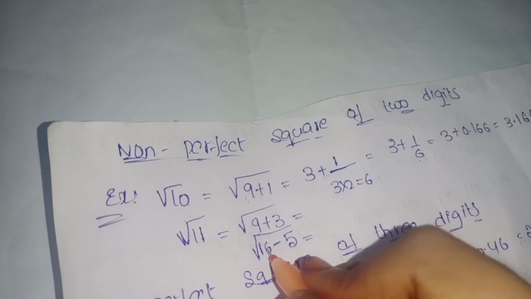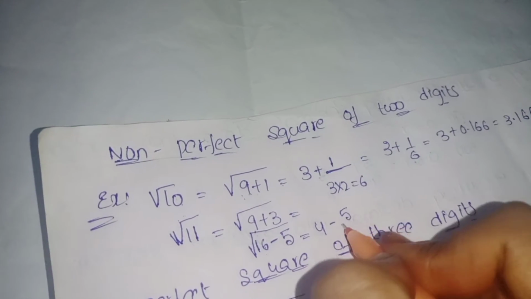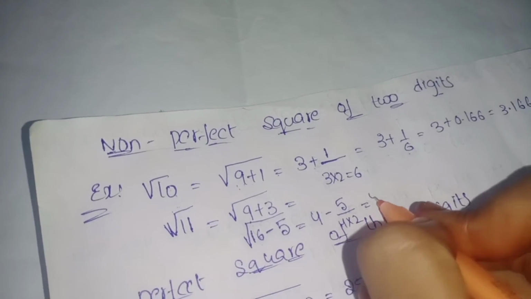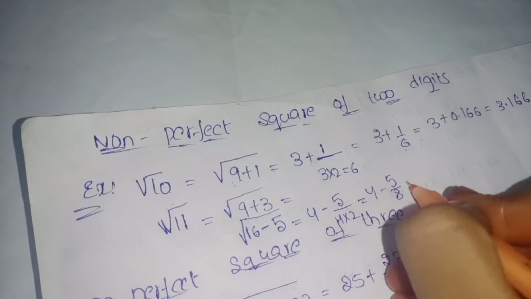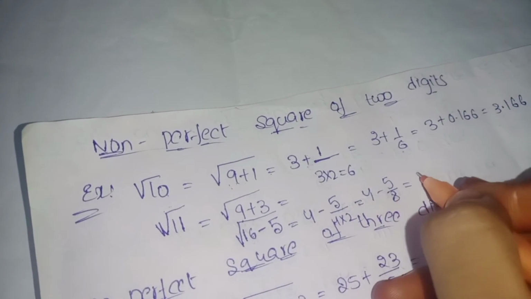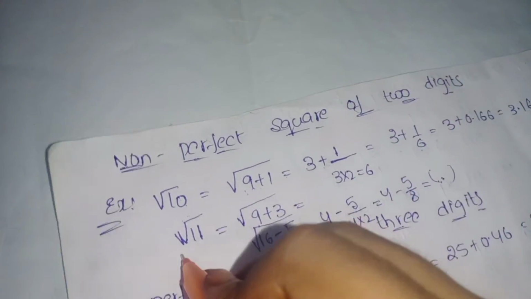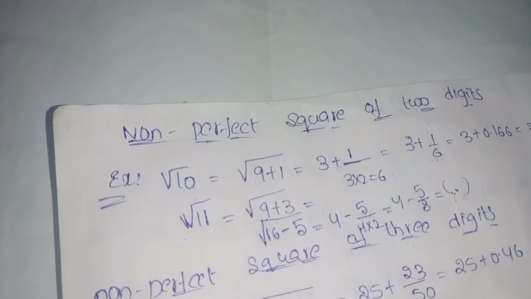So what is the square root value of 16? 4. 4 minus 5 by 4 into 2, that is 4 minus 5 by 8. After simplification, we get some value, and that is the answer of root 11. Are you understanding? This is the concept of non-perfect square of 2 digits.